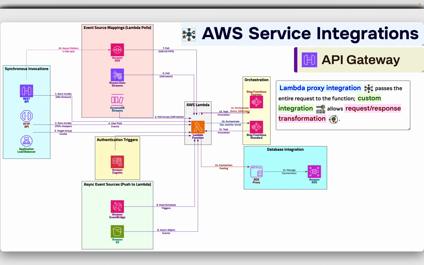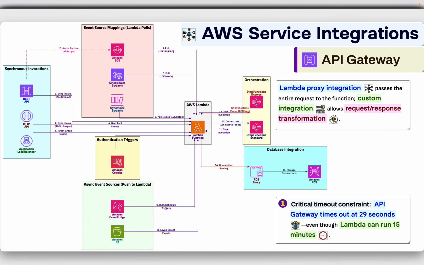Lambda proxy integration passes the entire request to the function, while custom integration allows request and response transformation. So there is a feature where you can do a Lambda proxy integration from the API. So whatever comes to the API Gateway, it will be passed as it is. But there is a critical timeout constraint with this proxy integration. So API Gateway times out at 29 seconds, even though Lambda can run for a maximum of 15 minutes. So this is a bit of a constraint.